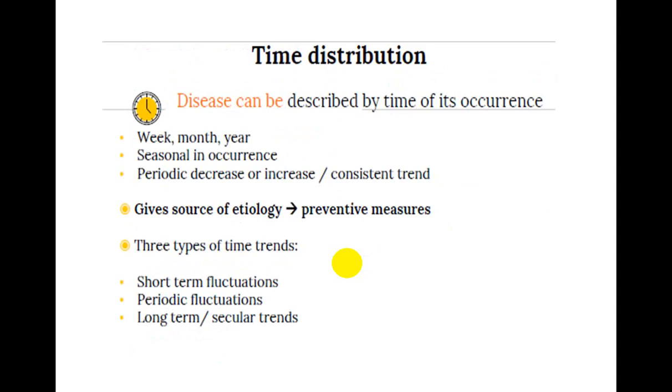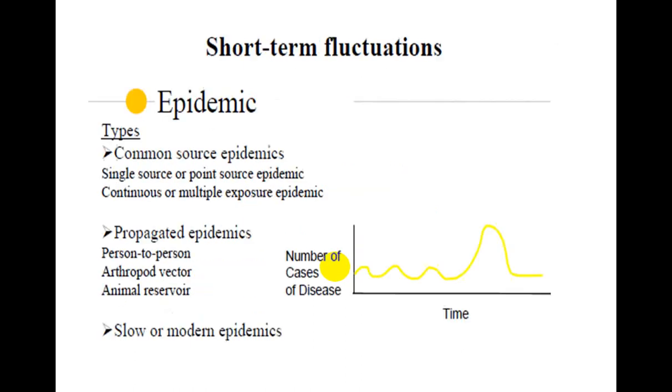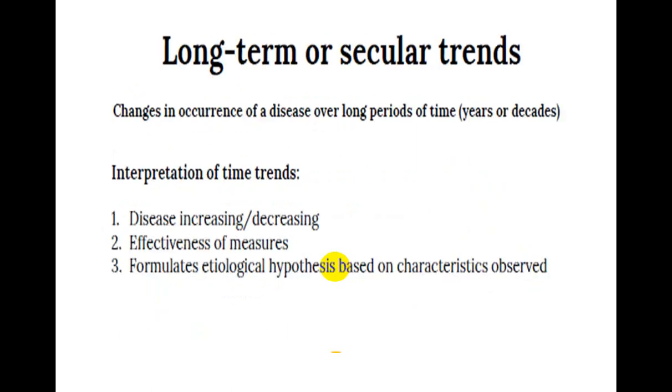We have time distributions. Disease can be described by time of its occurrence: week, month, year, seasonal in occurrence, periodic decrease or increase, which gives clues to the source of etiological preventive measures. There are 3 types of time: short-term, periodic, and long-term. Short-term fluctuation we have discussed, periodic fluctuation we have discussed, and long-term we have also discussed.